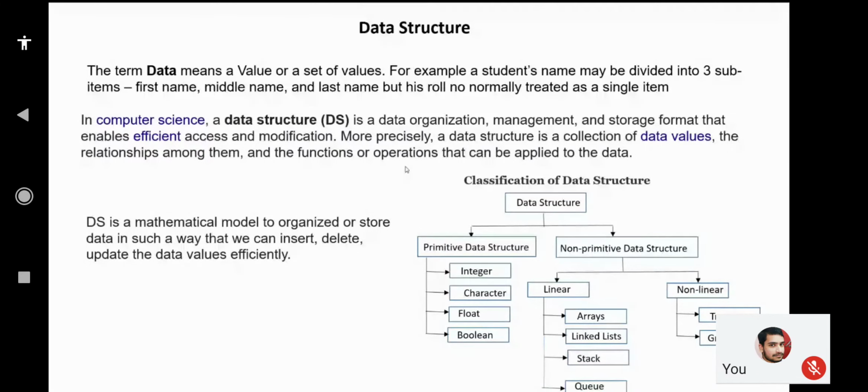Now a value means what? As I am an employee of HIT, I have an employee code. As you are a student of HIT, you have a roll number, and that roll number is unique. That means it's a single value. So data in the raw sense is basically a value or a set of values. So what is data structure? Just follow this one. Just a minute.